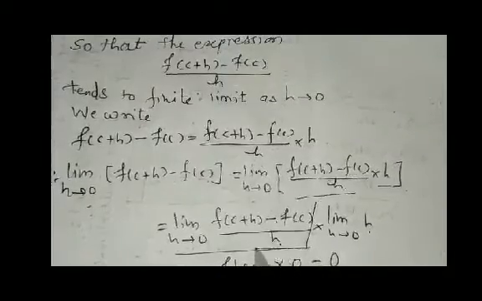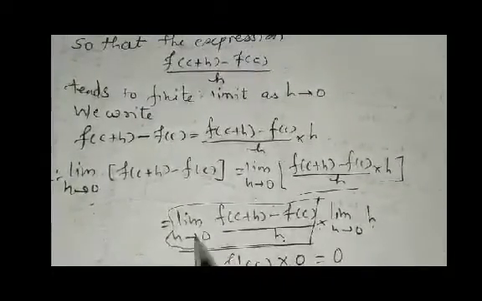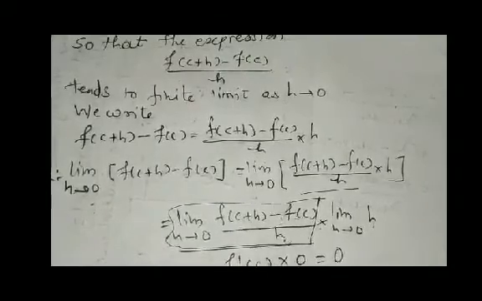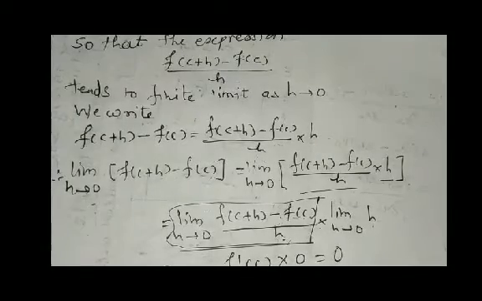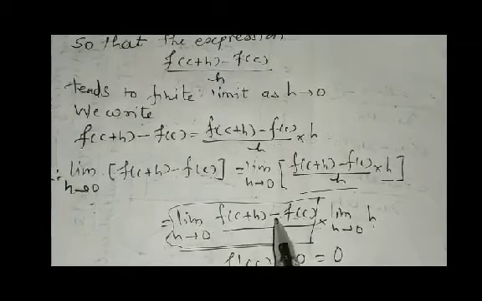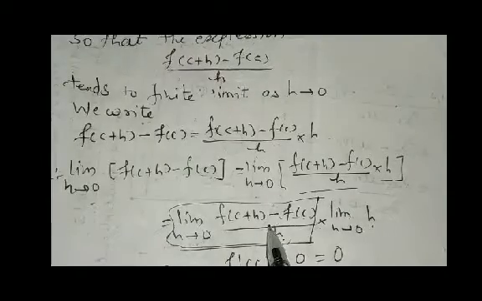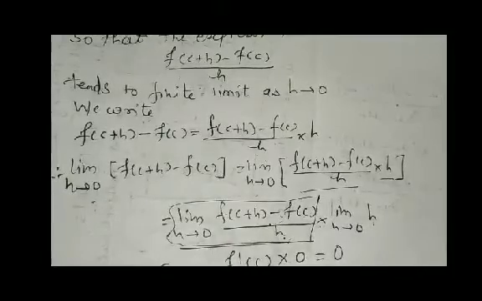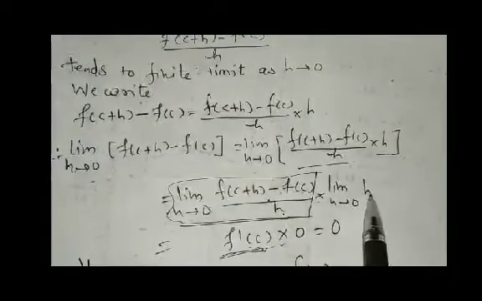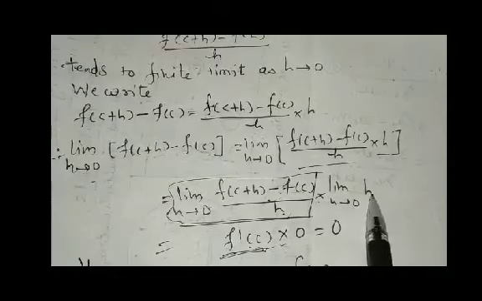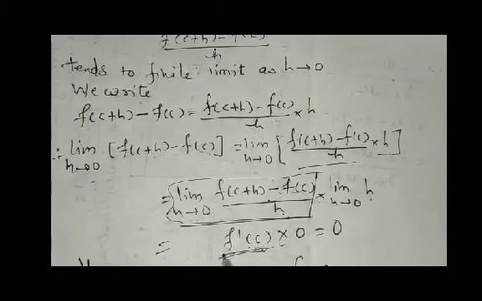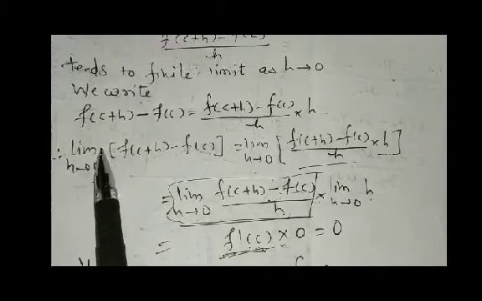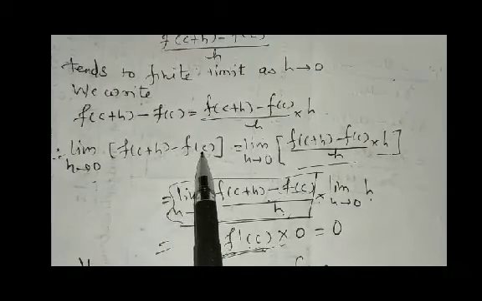The value of the limit as h tends to 0 of f of c plus h minus f of c divided by h is nothing but the derivative of the function at x equal to c, that is f dash of c, because the function is derivable and therefore this limit exists. And the limit of h as h tends to 0 is 0. So f dash of c into 0 is equal to 0. So we get the limit as h tends to 0 of f of c plus h minus f of c is equal to 0.